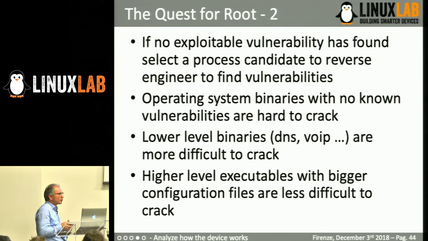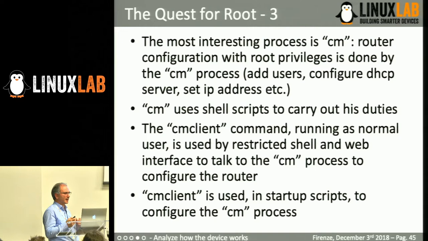In this way, analyzing the router, there is basically a process called CM, for Configuration Manager, that does all the router configurations. So it adds users, configures the HTTP servers, HTTP address, and so on, and it runs as the root user. Also, it uses shell scripts to carry out its duties. Then there is a companion process called CM client that runs as a normal user, and it is used by the telnet interface and by the web interface. Basically, this CM client running as a normal user asks the CM process to make configuration changes. For example, if on the router I change the router IP, the CM client asks CM to change this IP.